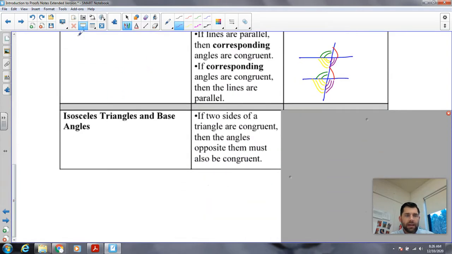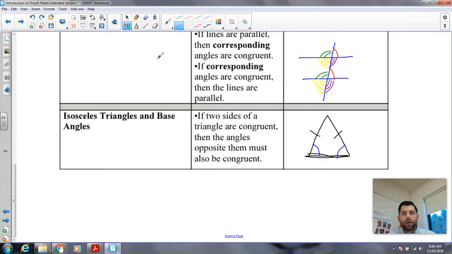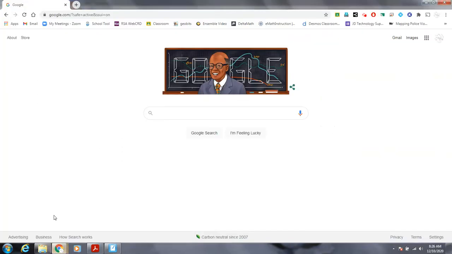Isosceles triangles and base angles, you should sure have this one marked in. This is what we just spent the last couple weeks on, but there's a nice picture of it. If the sides are congruent, it tells me the angles opposite them are congruent, and that works every single time, no matter what. All right, so I'm going to pause for a second and see where I'm at. If you needed to go back and rewind and rewrite any of these, please do that now.